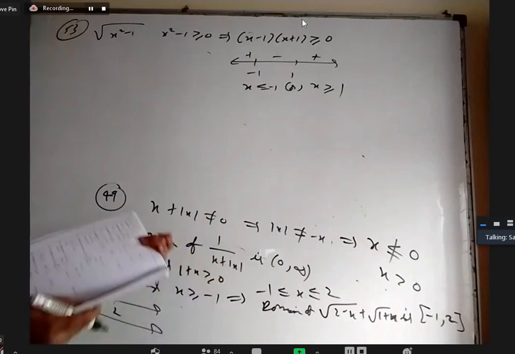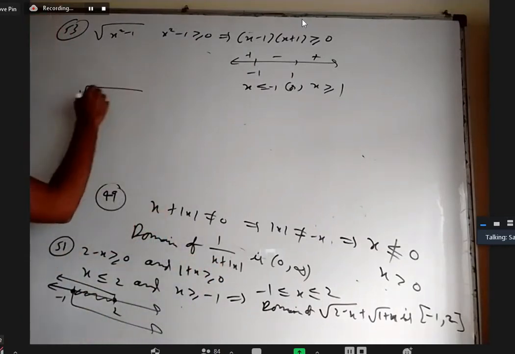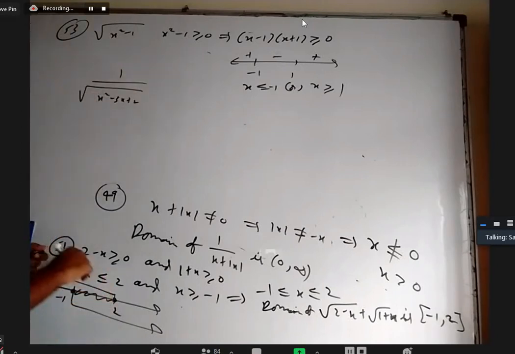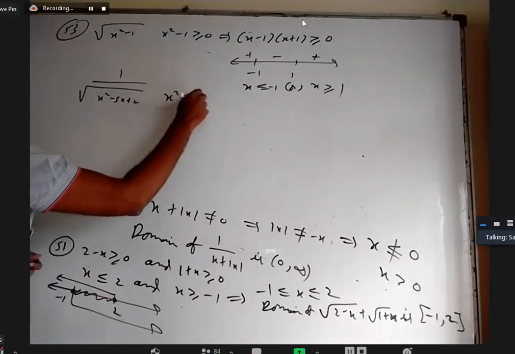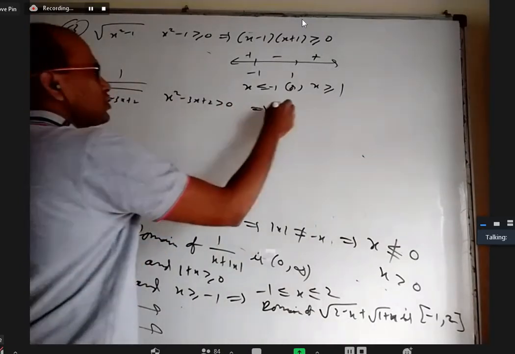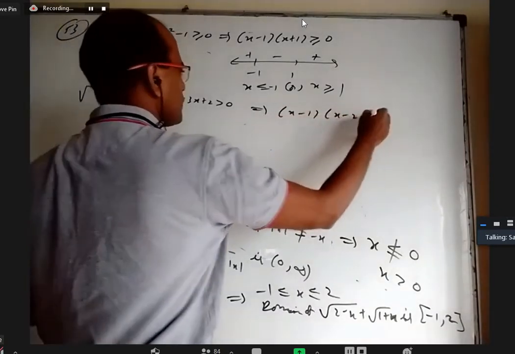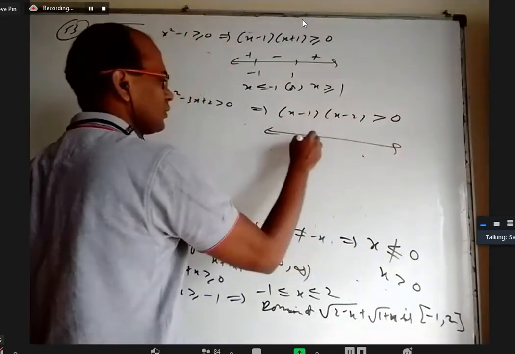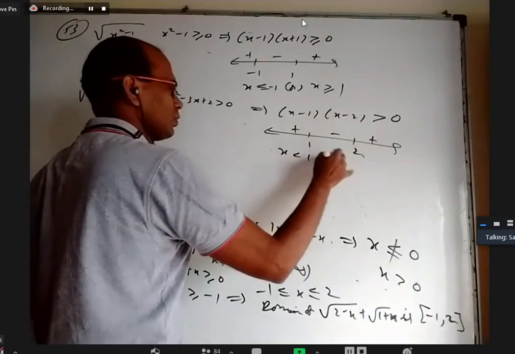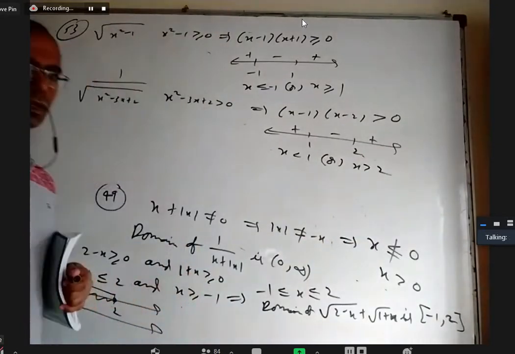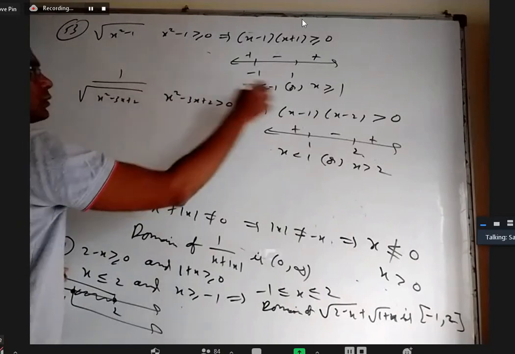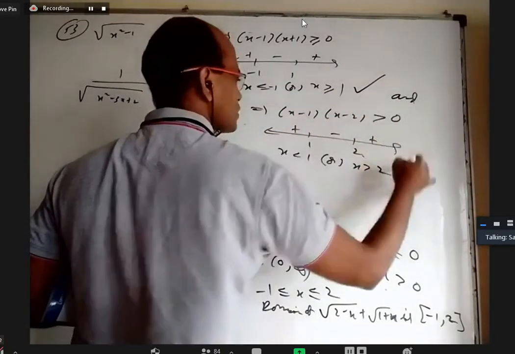But wait, I have to take intersection with something else. What is that? Root x square minus 3x plus 2, that will be in the denominator. So it should be greater than 0, not even equal. X square minus 3x plus 2 should be greater than 0. Equality should not be taken, which implies x minus 1 into x minus 2 greater than 0. So on the number line, if I take 1 and 2, positive, negative, positive, x should be less than 1 or x should be greater than 2. I have to take intersection of this and this part.